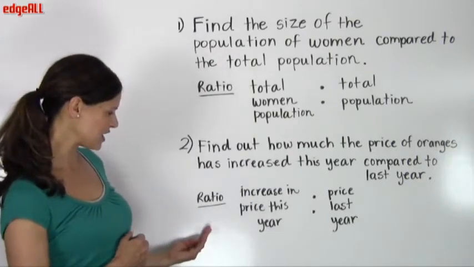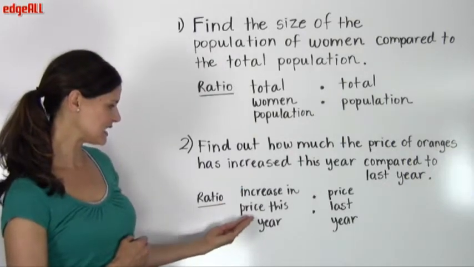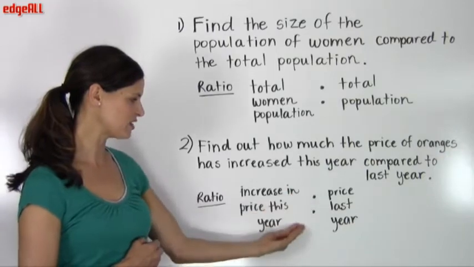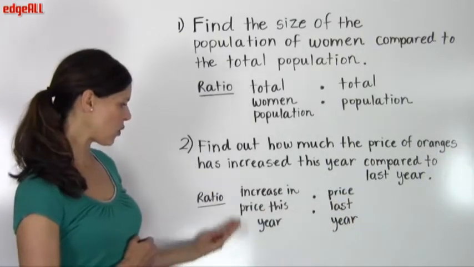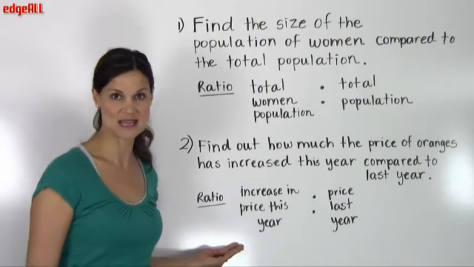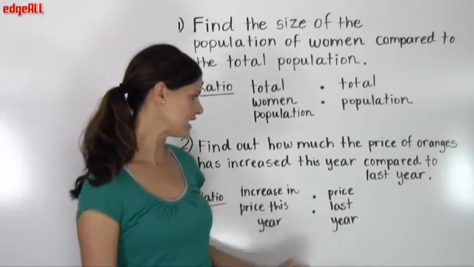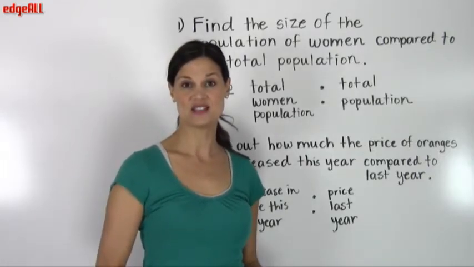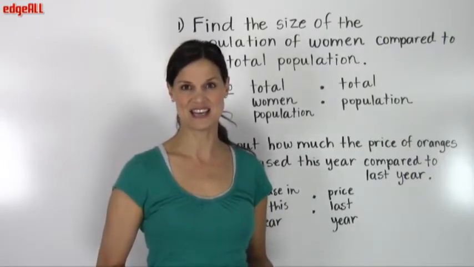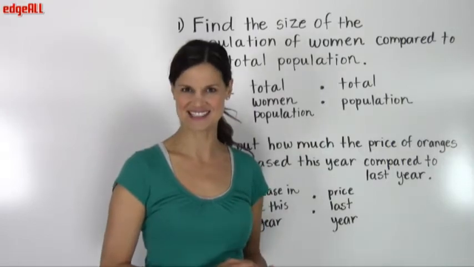So we would have a ratio like this, the increase in price this year compared to the price last year. And in this case, our quantity 1 is the increase in price this year, and our quantity 2 is the price last year. Such ratios are best represented using percentages.